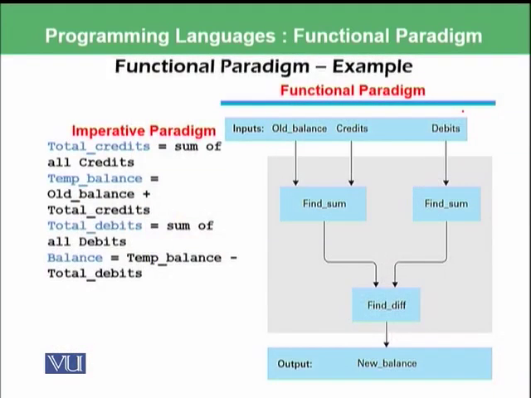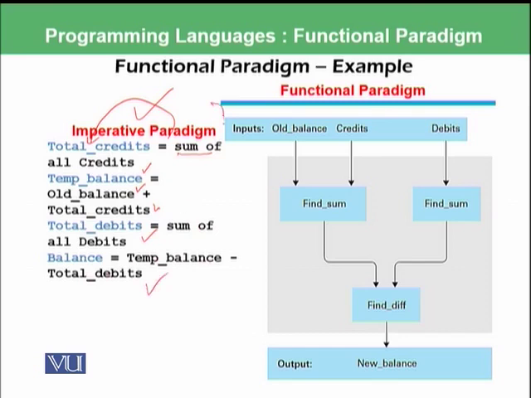So here is a program written in the imperative paradigm which we have discussed previously. We have total credits is assigned by sum of all credits. So this means all of the credits and their sum should be put in a variable known as total credits, and then old balance and total credits should also be added to form the temporary balance, and then total debits are the sum of all debits, and then balance will be temp balance minus total debits.